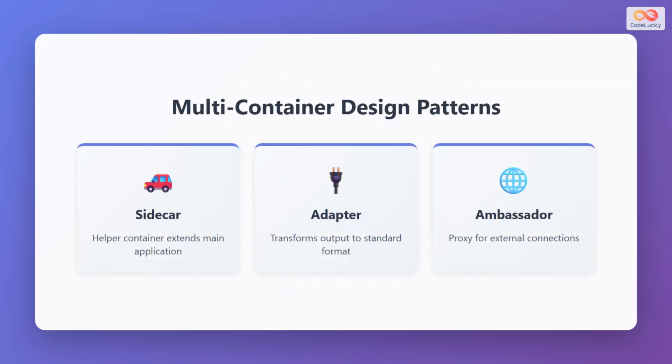There are three main design patterns for multi-container pods. The Sidecar pattern uses a helper container to extend the functionality of the main application without modifying it. The Adapter pattern uses a container to transform or standardize the output from the main container into a format expected by external systems. And the Ambassador pattern uses a proxy container to handle network connections between the main application and external services. Each pattern solves specific architectural challenges in containerized applications.